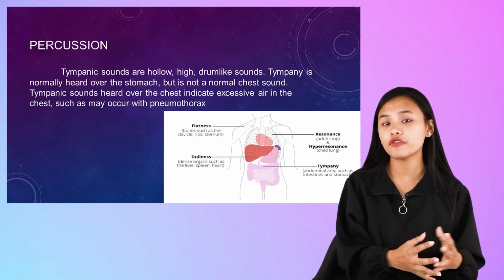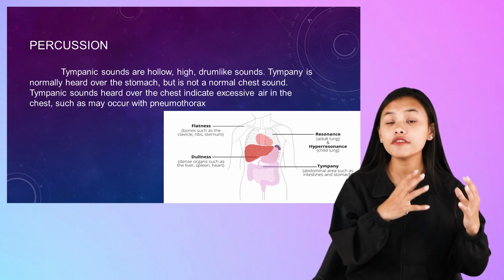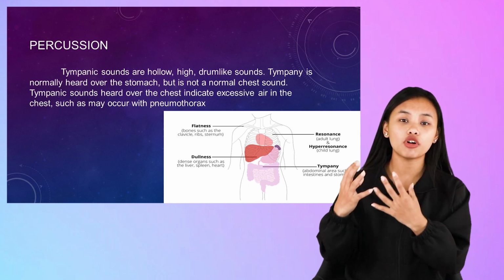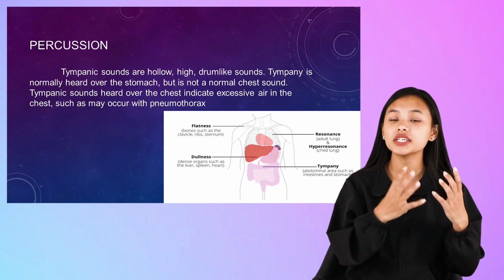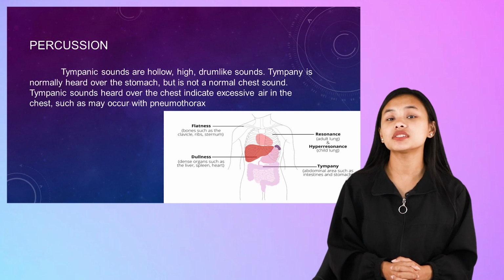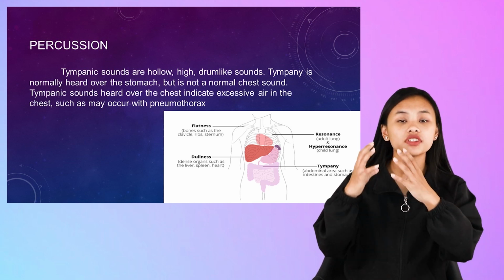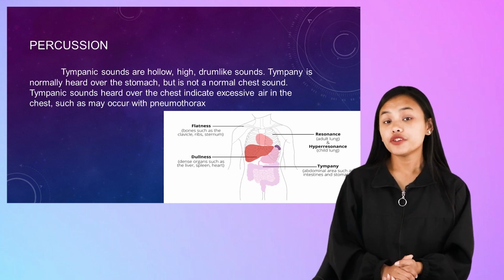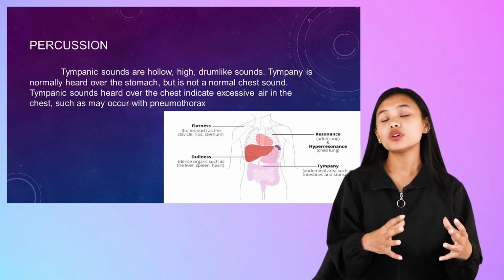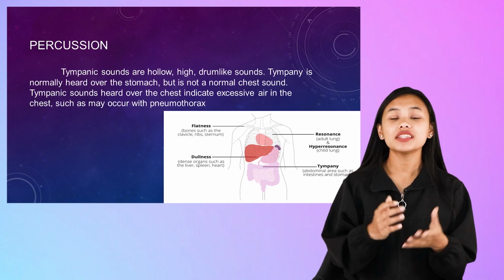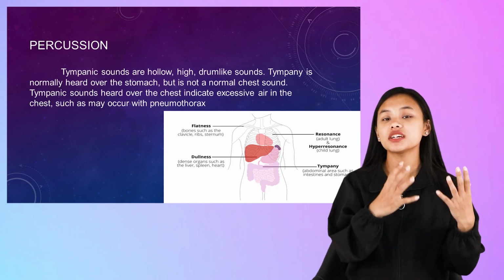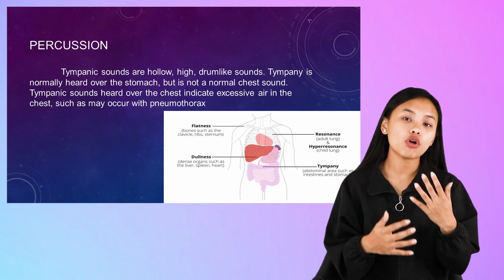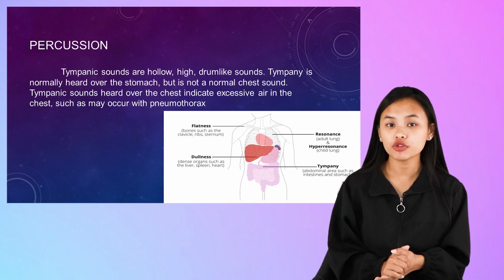So if you perform the percussion of the chest and if you hear this tympanic sound, then this can serve as an abnormality. This can give you an idea that there is some abnormality because this sound is not heard over the chest, but it can be heard over the stomach. So if you find that this tympanic sound is heard over the chest, then this can be because of the excessive air which may be present in the chest, and it can also occur in cases of pneumothorax.